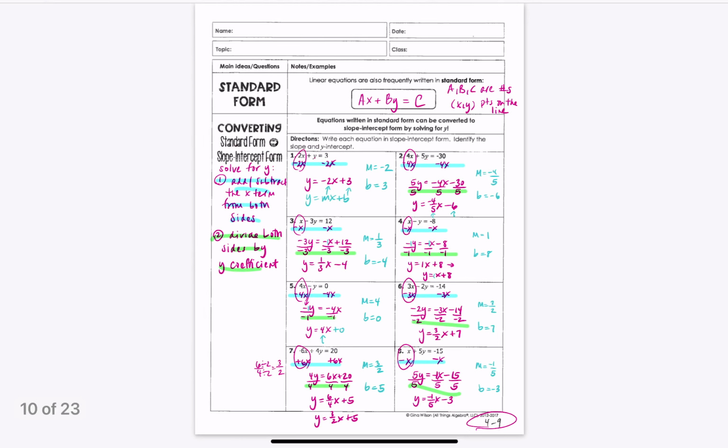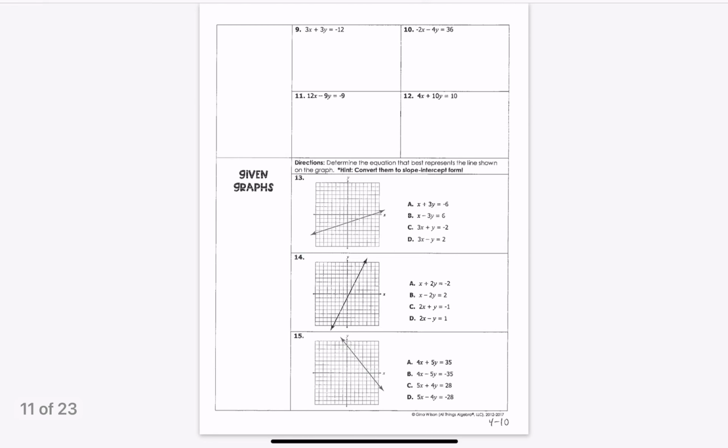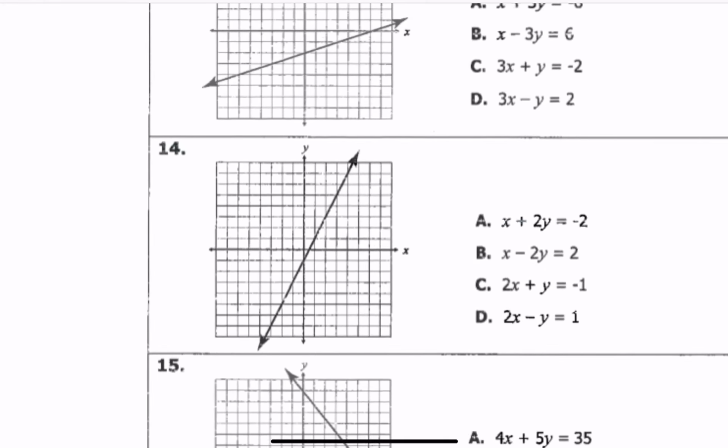The next page, you are going to finish the last 4 on your own, and actually the last 3, 13, 14, and 15 as well. But let's look at these. So determine the equation that best represents the line shown on the graph. So they give you a graph and they give you some equations. Unfortunately, your equations are not in slope-intercept form. So let's do number 14 together. Let's look at this one.